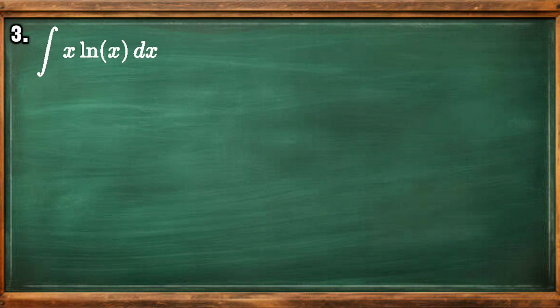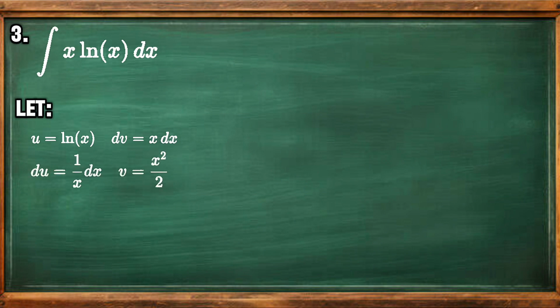To evaluate the integral of x ln x dx, we again use integration by parts. This time, we let u is equal to ln x because logarithmic functions are best handled by differentiating them. We then let dv is equal to x dx, which is a simple algebraic term. Now, differentiating u is equal to ln x, we get du is equal to 1 over x dx. And integrating dv is equal to x dx, we get v is equal to x squared over 2.